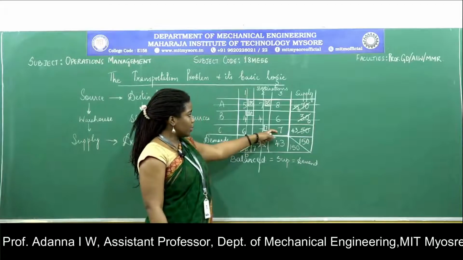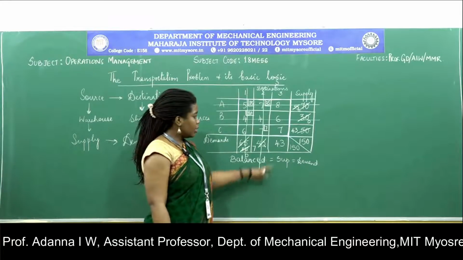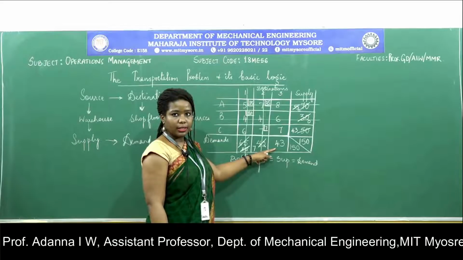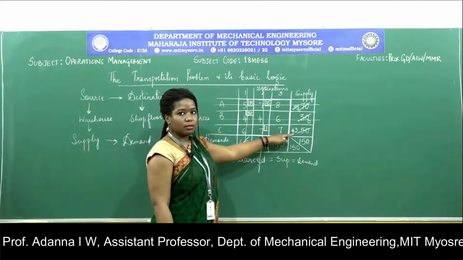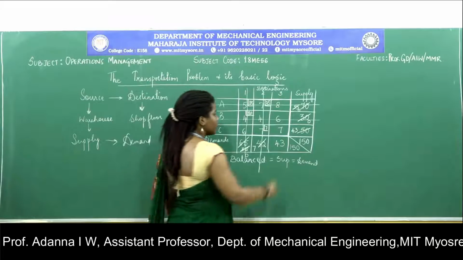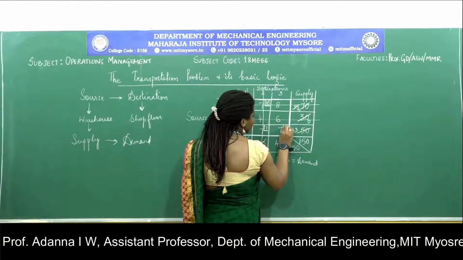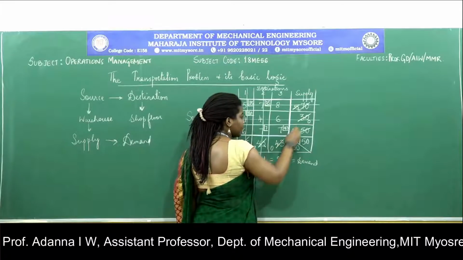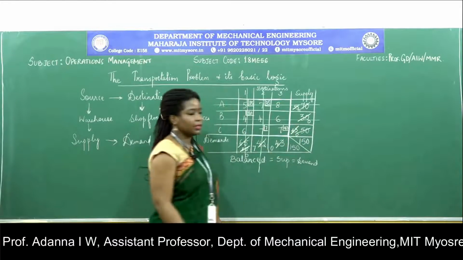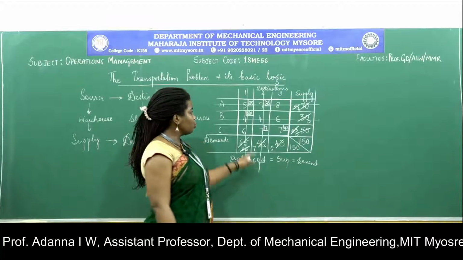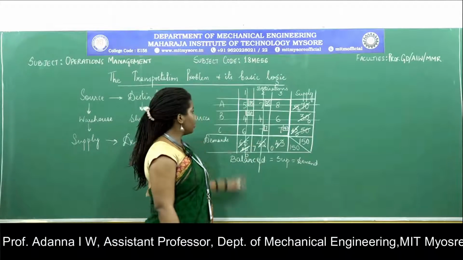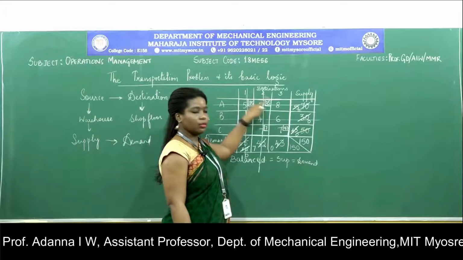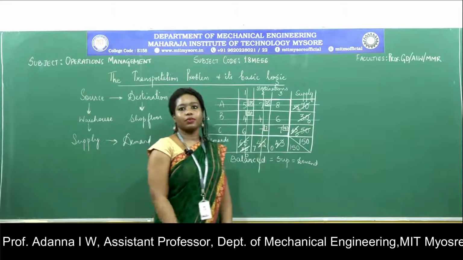Okay, I am left with only one cell over here. Demand is 43. Supply is 43. I am done with my allocations, 43 units. Every source is reduced to 0. Every destination has been fulfilled with its demand. If you choose, you can try it by yourself. If you choose any other cell as well, you will get the same kind of answer.